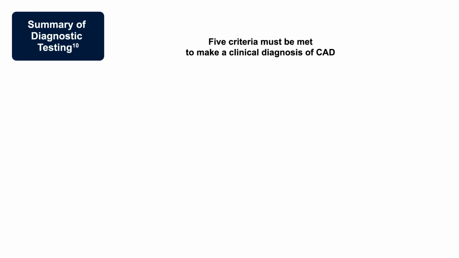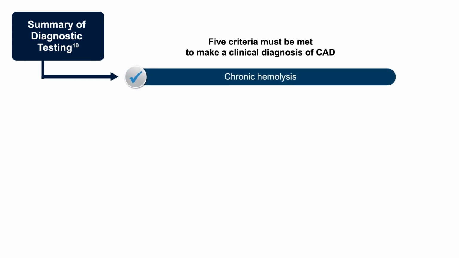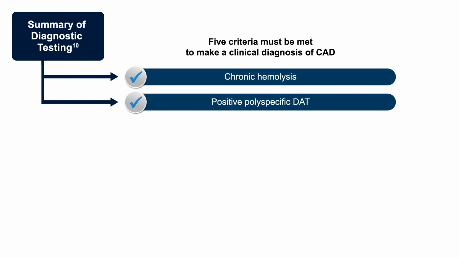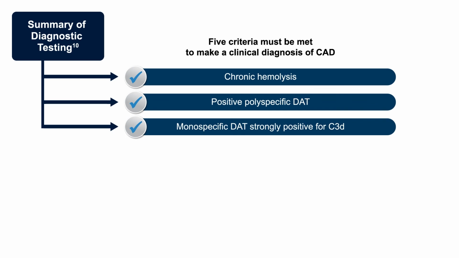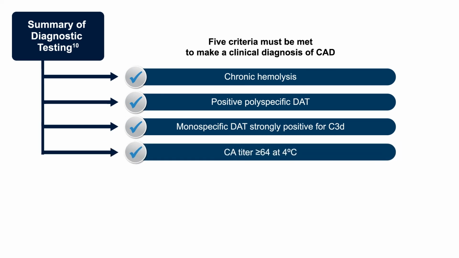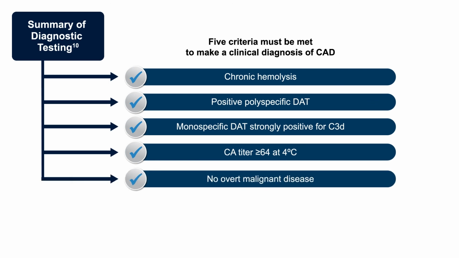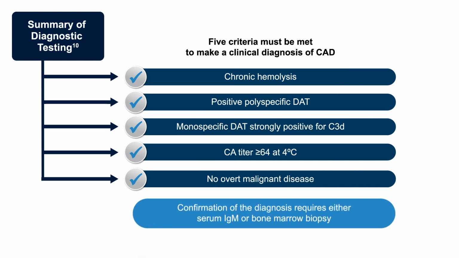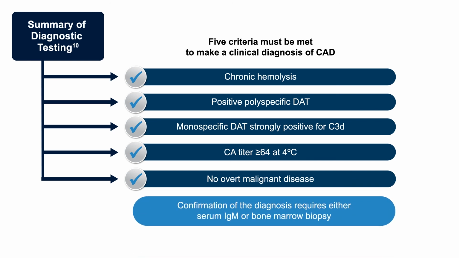So we've completed our review of diagnostic testing for cold agglutinin disease, and we need to think about the criteria that the patient needs to meet in order for us to make this diagnosis. We want to look for chronic hemolysis, a positive polyspecific direct antiglobulin test, and a monospecific direct antiglobulin test that's strongly positive for C3d. We want a cold agglutinin titer greater than 1:64 and no overt malignant disease. And remember that we're going to do either a serum IgM or a bone marrow biopsy.